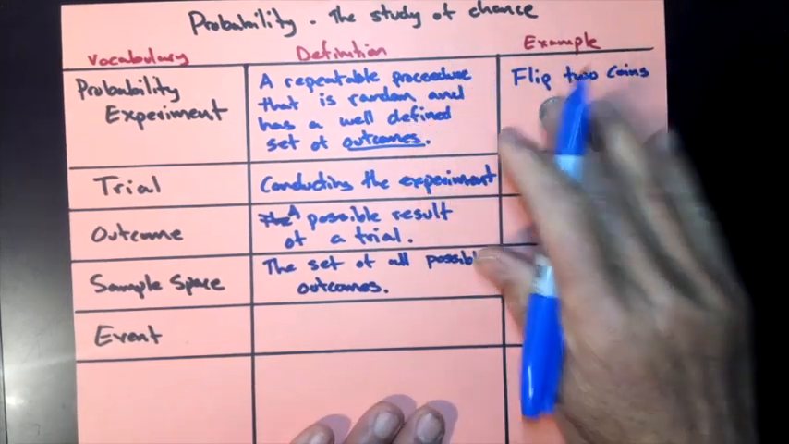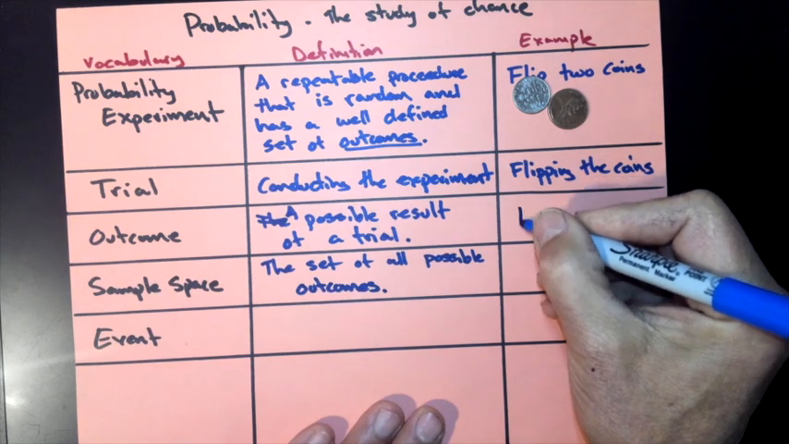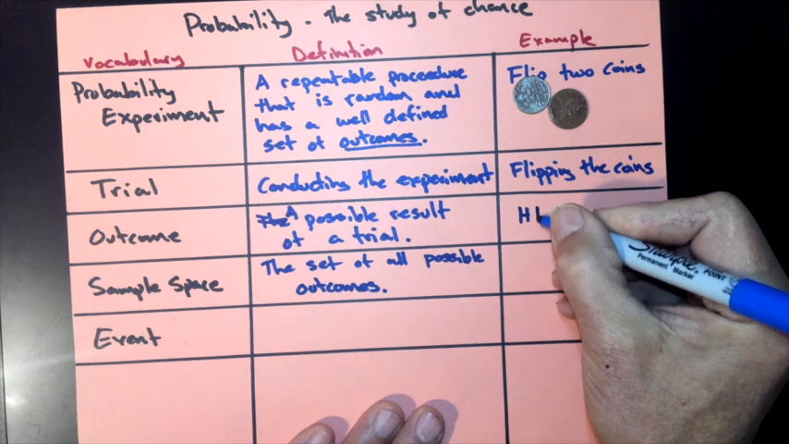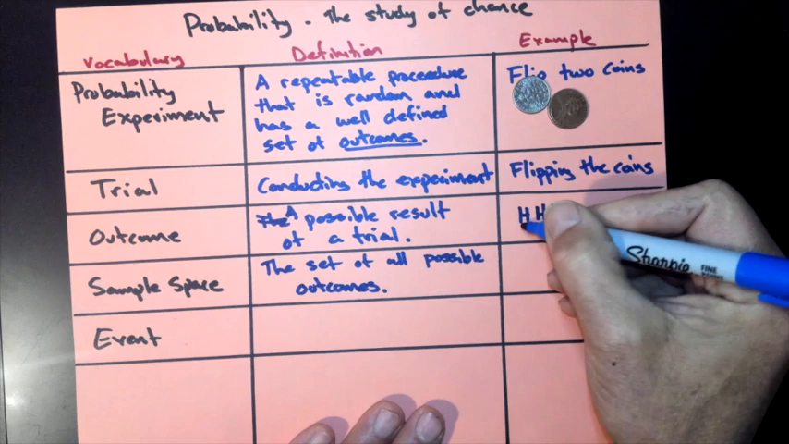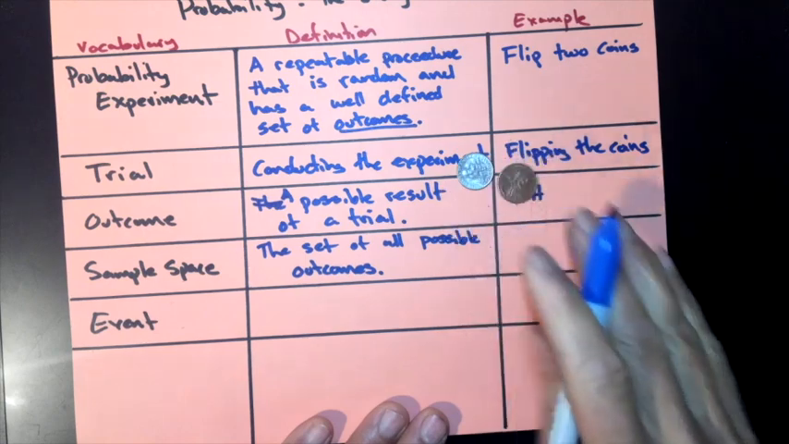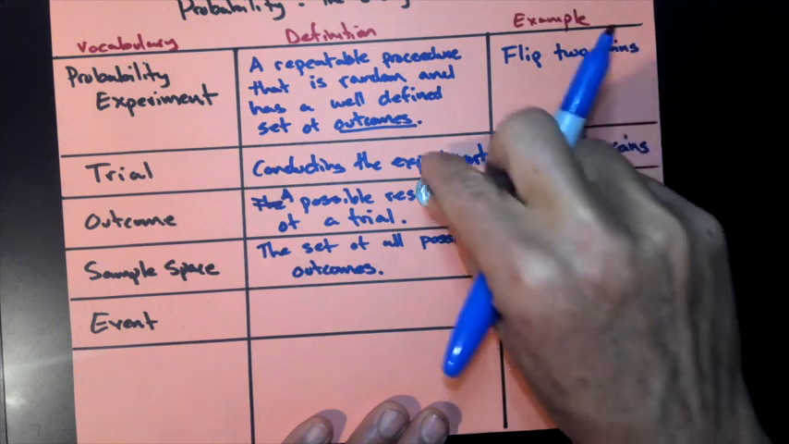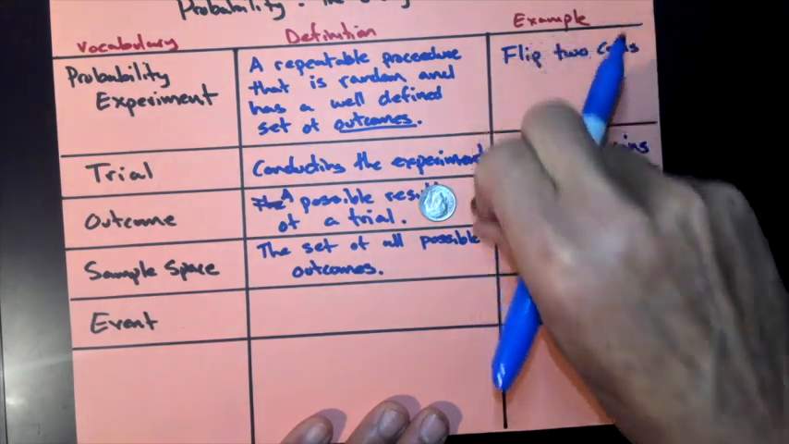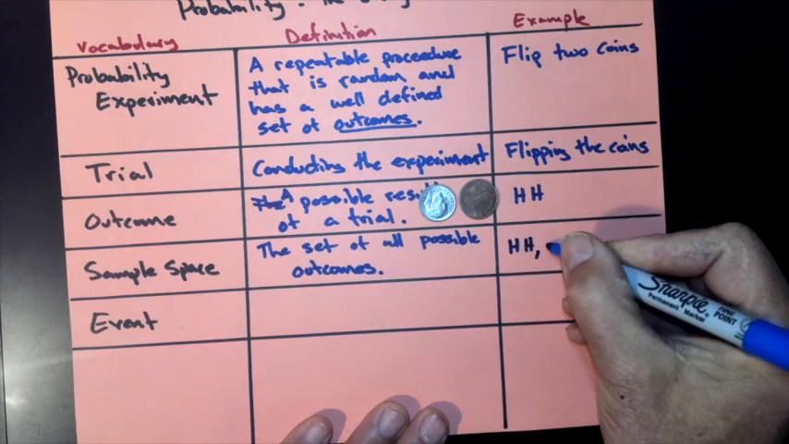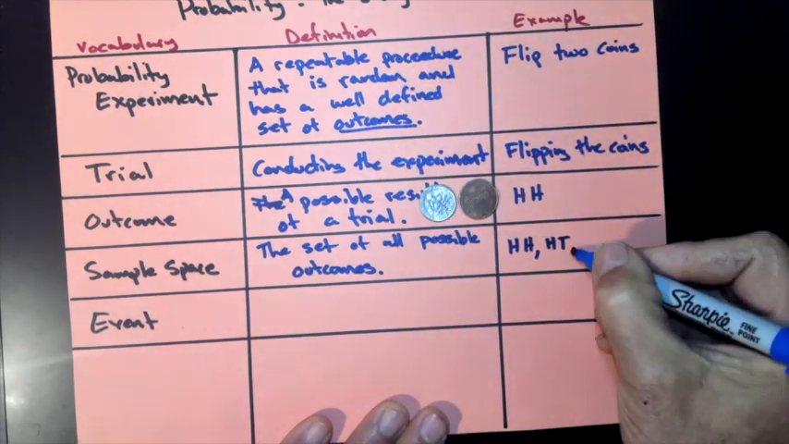Okay, so in this case, what is one result? Well, heads heads is one result. I'm just going to write HH. That means heads heads. So that's one result. The sample space is all possible results, so let's look at all the possible results. I could get heads heads. I could get heads on the dime and tails on the penny. I could get heads tails. I could get tails tails.